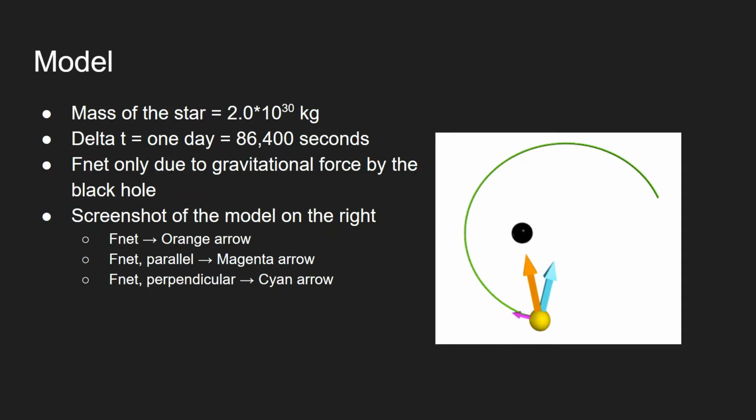The given information was the mass of the star, which is 2 times 10 to the 30 kilograms, delta t, which is 1 day, and F net, which is only due to gravitational force by the black hole.